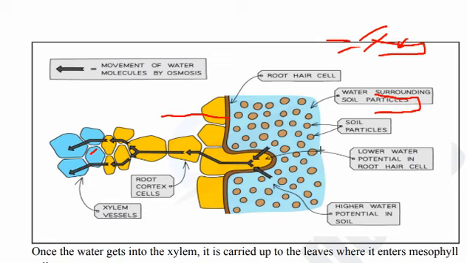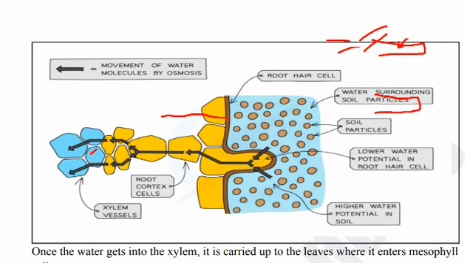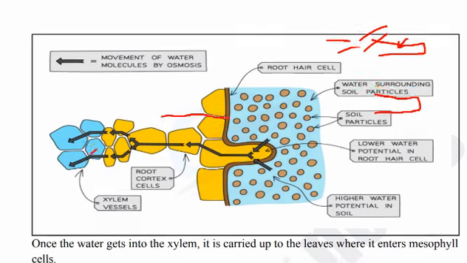But how will they transport it? The water will enter from the soil particles to the root hairs, then from the root hair to the root cortex, then from the root cortex to the root endodermis, and then from the root endodermis to the xylem vessels of the root, the xylem vessels of the stem, and the xylem vessels of the leaf, and then it reaches the leaf mesophyll cells. Because the plant has to show growth, for that growth it needs water and mineral ions.